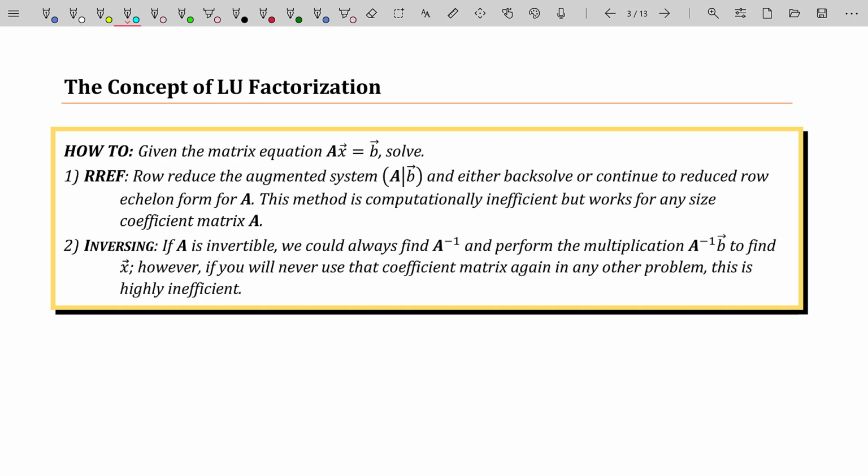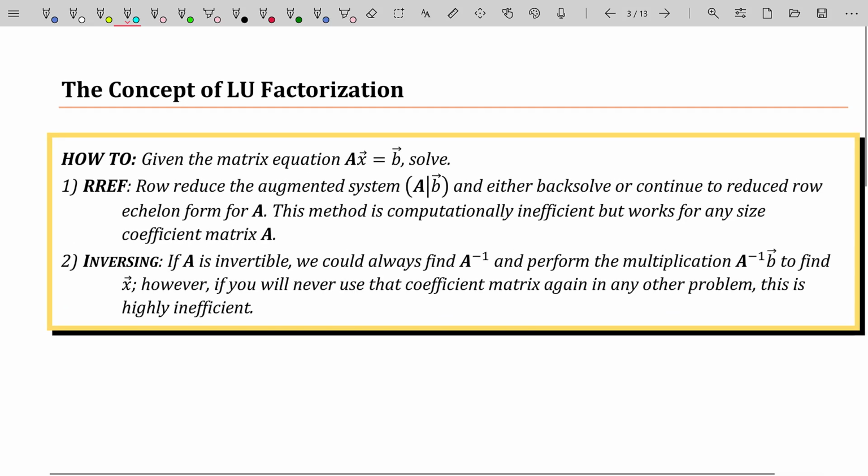Now in this video, we're going to step into how you factor a matrix. Yes, you can actually factor a matrix. And this is kind of a gateway to different solution methods when it comes to matrix equations. You can see on the screen right now, I have a given matrix equation Ax equals b, solve. How do you do that?